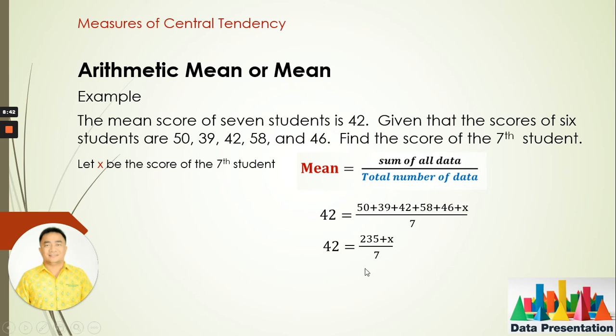To simplify this, we're going to multiply by 7 on both sides, on the left and the right also. So times 7 here and times 7 here. This time we can cut the 7 here, this one and this one will be cut, and we can multiply 7 times 42, and that is 294 is equal to 235 plus x. You understand? Now, we're going to find the value of x. So we're going to transpose this 235 from positive to the other side. It will be negative, right? So therefore, we say x is equal to 294 minus 235 is equal to 59. So this is the score of the 7th student that we are looking for to complete the 7 scores.